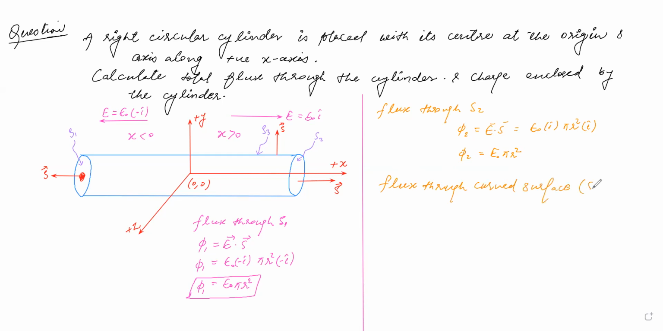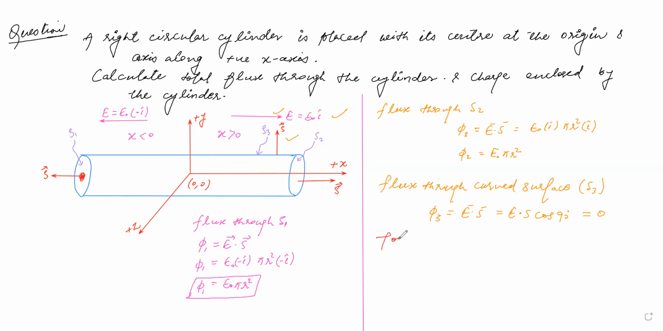What is your chord surface? This is your S3, right? Yes, sir. We can write here phi 3 is again E dot S, which is E S cos of 90 degrees. We have already known, because the angle between the electric field and the area vector is 90 degrees: this is the direction of electric field, and this is the direction of the area vector. And finally, we get this is 0.